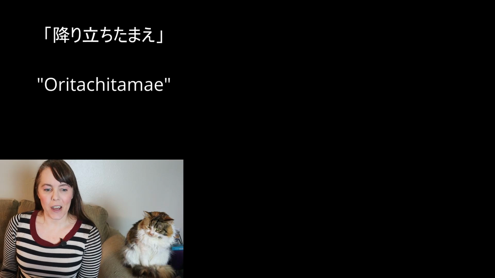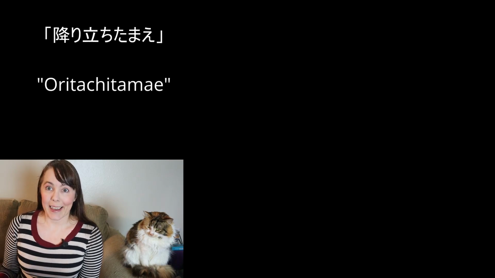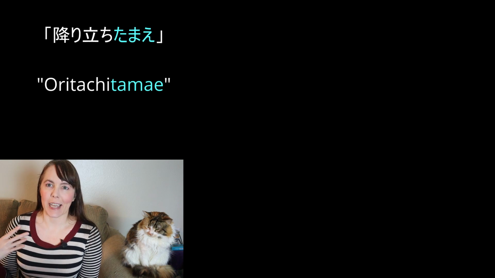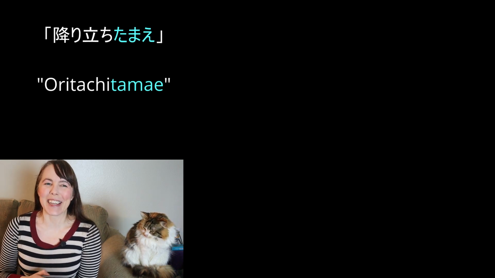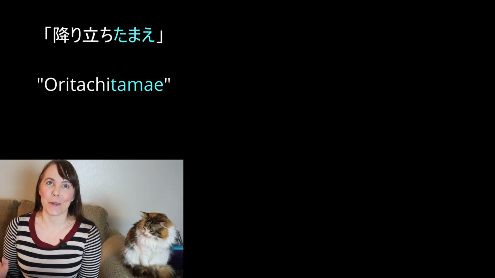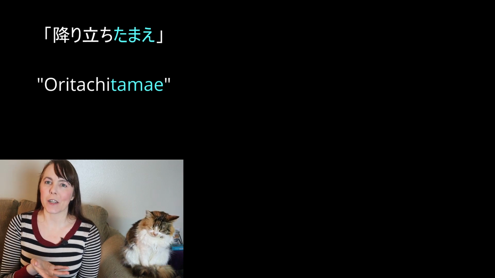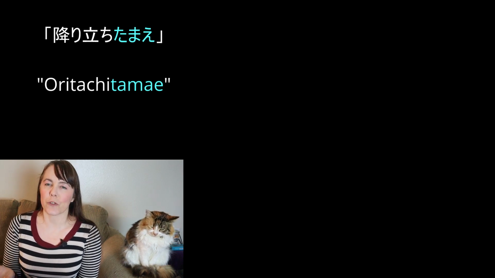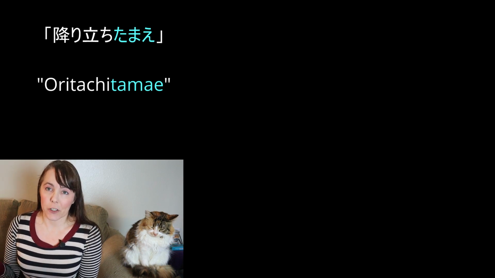So the very first line of the novel is Oritachi tamae. So, tamae, this ending is very noble. I always describe this sort of speech as King James Bible sort of speech. Sorry to those of you who did not grow up in church and did not look at the King James Bible and all of its nuances, but basically it's how a king would speak to his subjects or how subjects would speak to their king. It's very noble. Or it's how you'd talk to a god or how a god would talk to you.